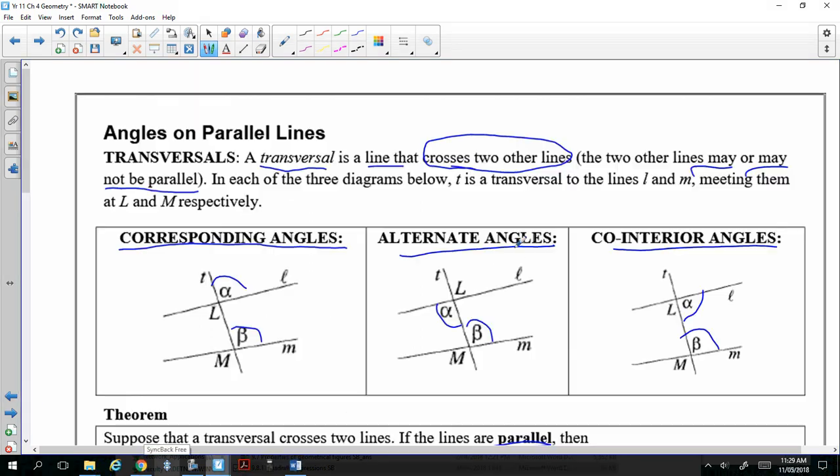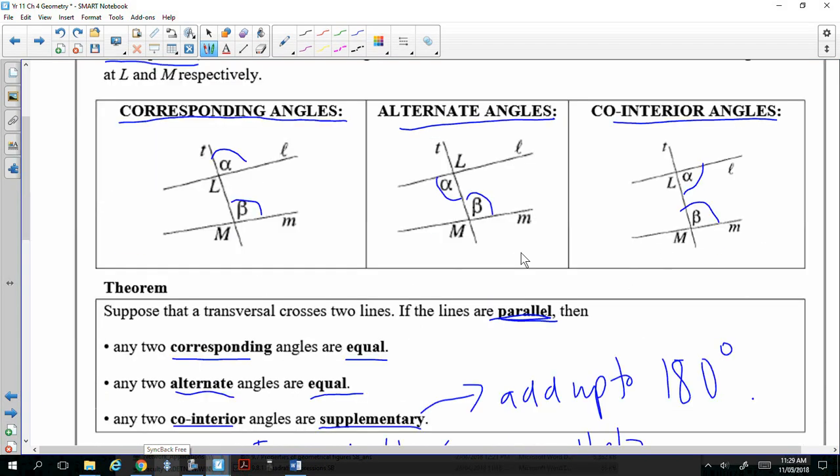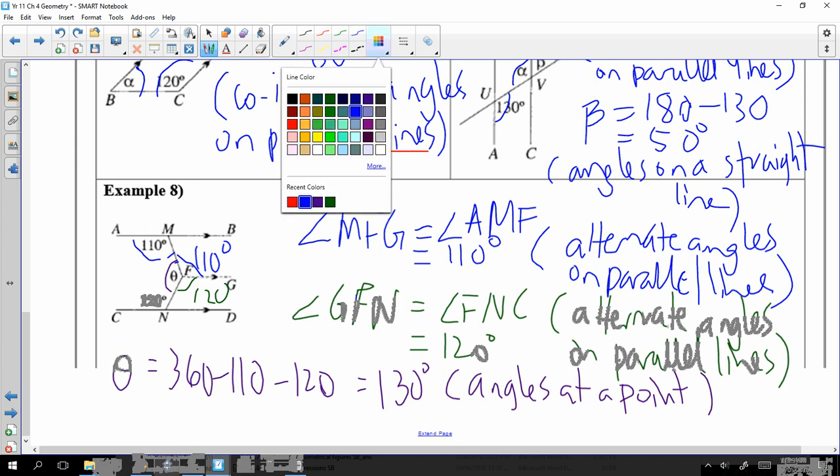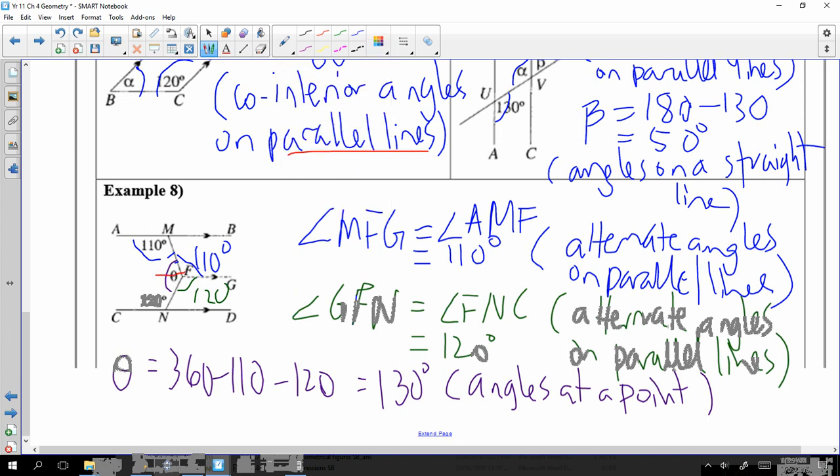Yep, you can also do co-interior. Yes, thanks for pointing it out. So you can also work out the co-interior, 180 minus 110, which is 70. The other one's 60. You can add them up. So there's more than one way of doing the same problem. I agree. Okay, good. Let's move on.